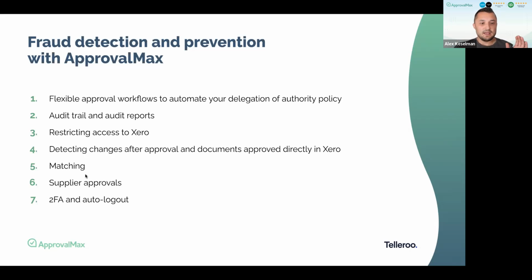The seventh is two-factor authentication and auto logout. Especially if you're working in a shared environment or maybe somewhere in public, you want to make sure that all of your financial documents are secured and no one from outside will have access to them. So you can enable two-factor authentication with Google Authenticator, and you can also enable auto logout after 15 minutes of inactivity. So then, in case something goes wrong, no one will have access to your account.